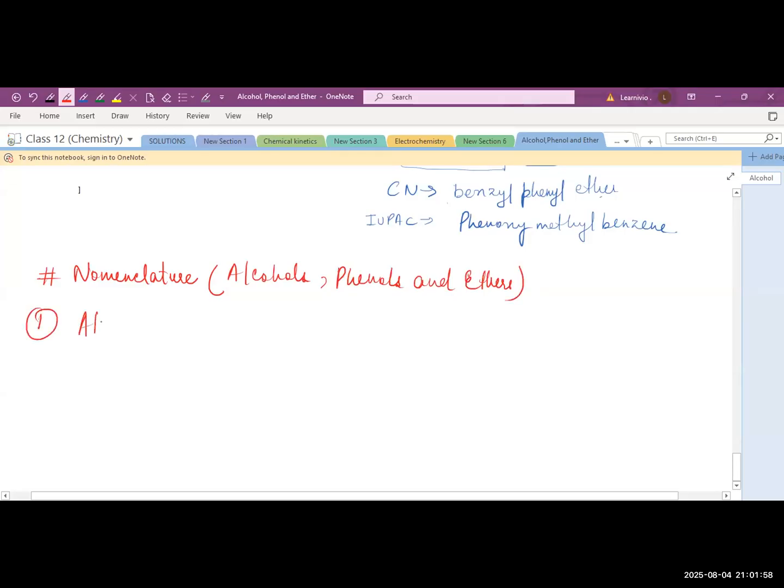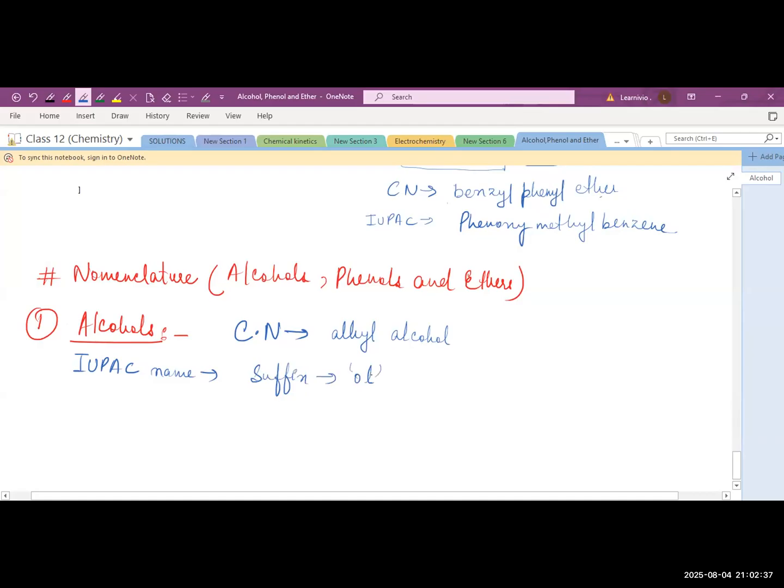First, we will talk about the alcohols. See, in alcohols, when we write the common name, it's very simple. You have to write the alkyl and at last the word alcohol. If there is a methyl group, then methyl alcohol. And in the IUPAC name, for alcohols what suffix do we use? We use the suffix -ol for alcohols.